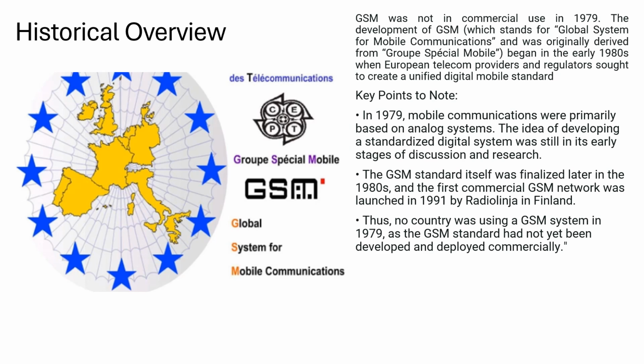The GSM standard was finalized later in the 1980s, leading to the launch of the first commercial GSM network in 1991 by Radiolinja in Finland. Consequently, no country had implemented a GSM system by 1979, as it had not yet been developed or deployed.